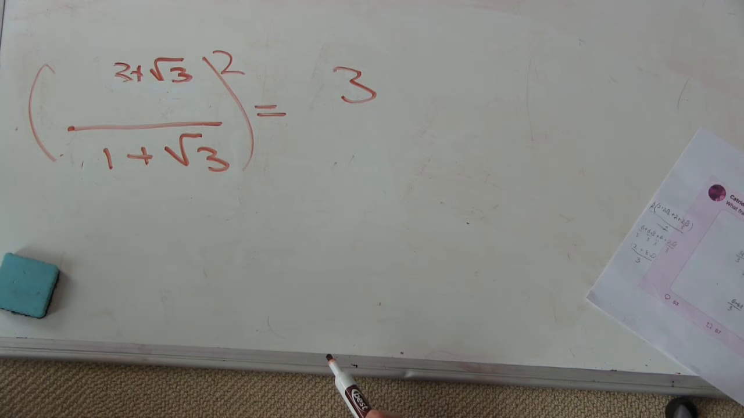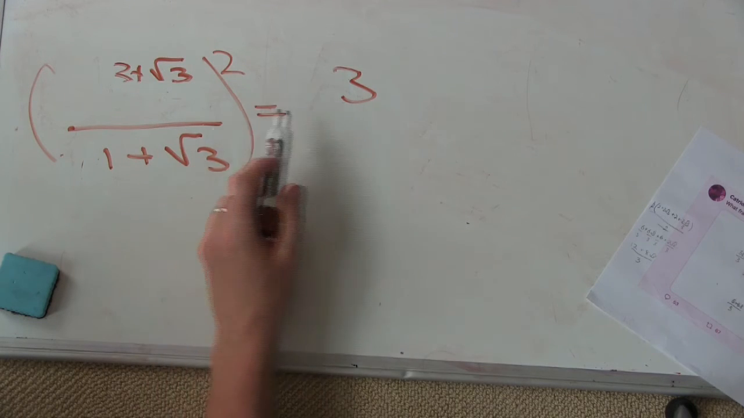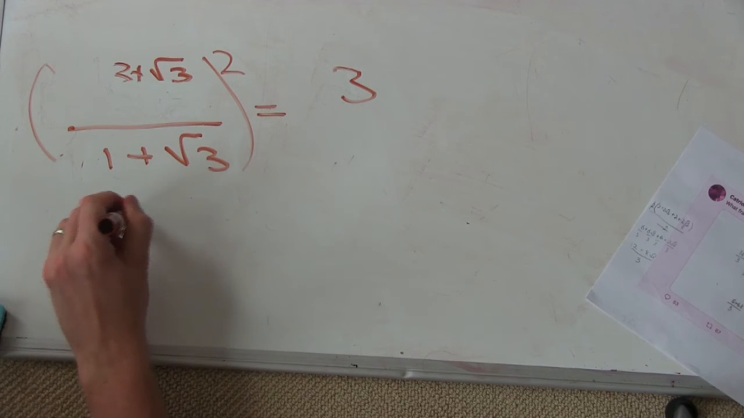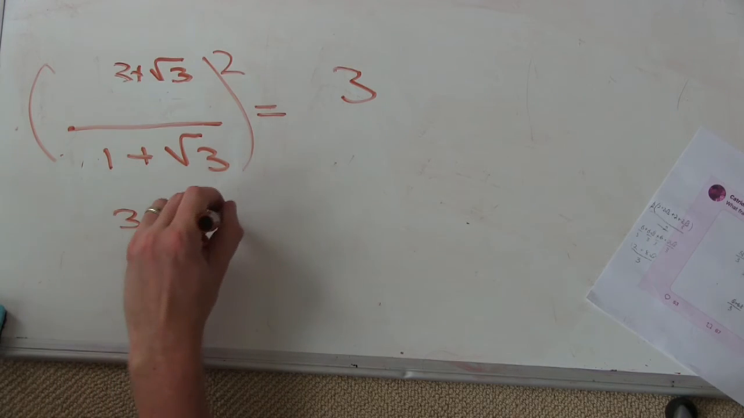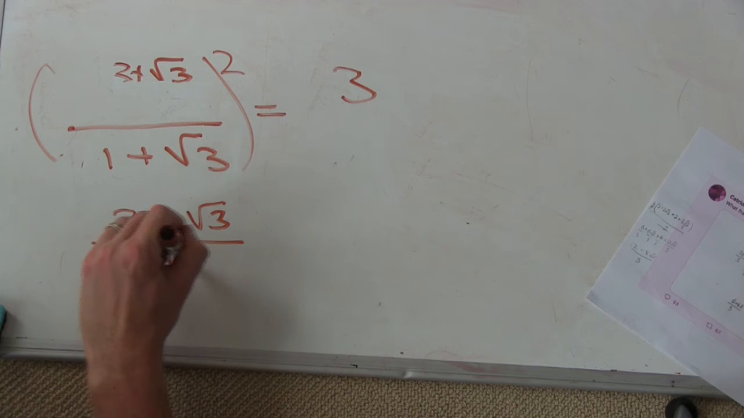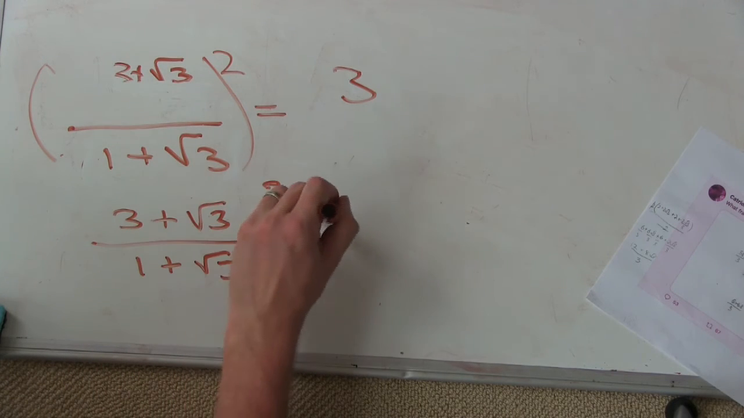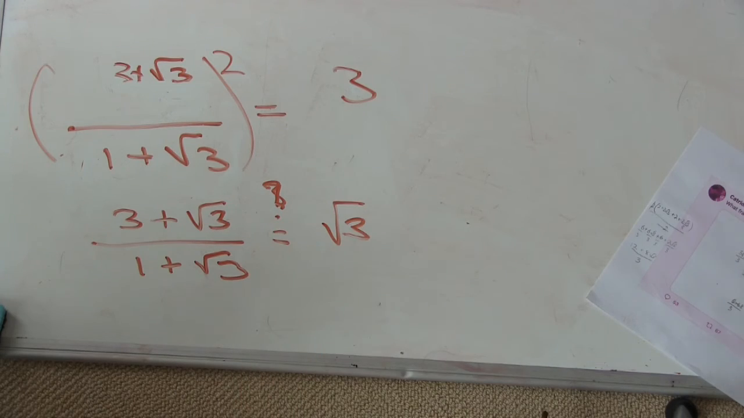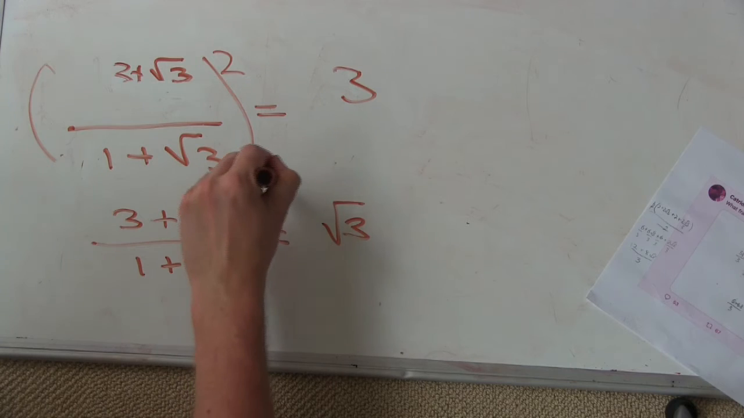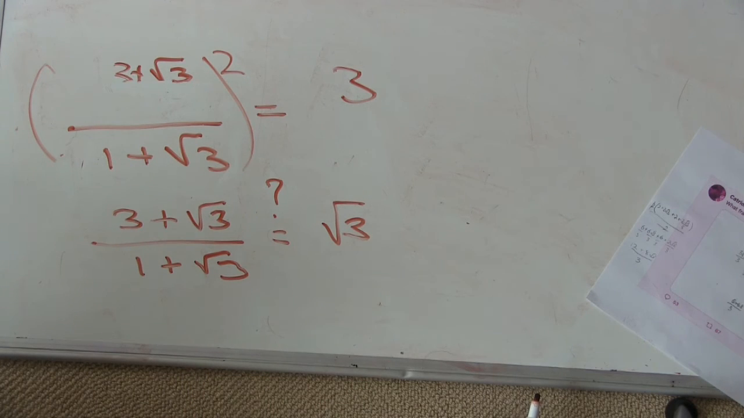I wanted to show you that actually we can see that without doing all the calculations. We could first just do the square roots. We could say, does 3 plus root 3 over 1 plus root 3 equal the square root of 3? That's supposed to be a question mark. What do you think about this?